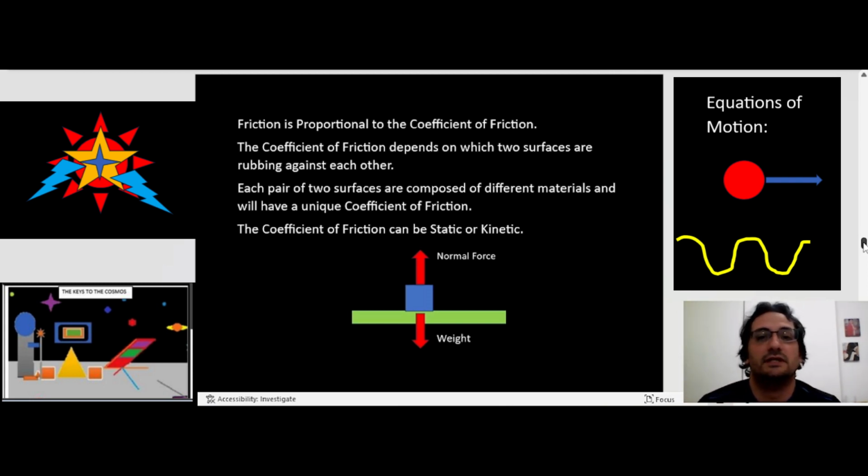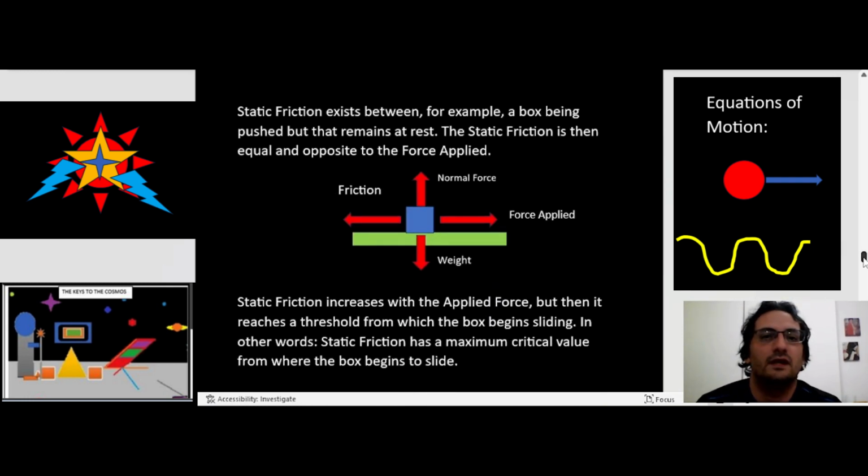The coefficient of friction can be static or kinetic. Static friction exists between, for example, a box being pushed but that remains at rest. The static friction is then equal and opposite to the force applied. Static friction exists for objects that are stationary but that are undergoing a force. Static friction increases with the applied force, but then it reaches a threshold from which the box begins sliding. In other words, static friction has a maximum critical value from where the box begins to slide. Any force applied greater than the maximum static friction will lead the box to accelerate.